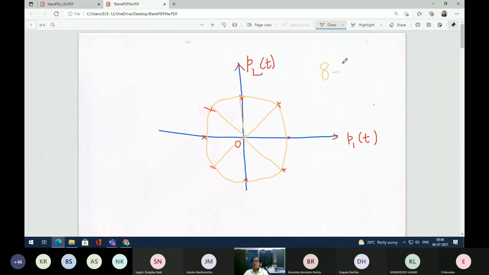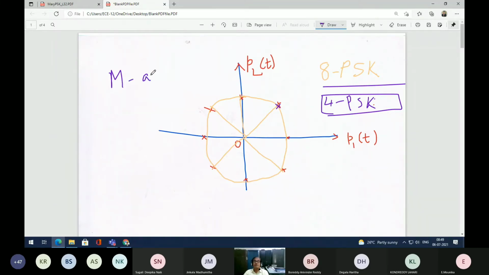QPSK is also called 4 PSK, but we don't call it 4 PSK. M is equal to 4 here. And in general, the name is M-ary PSK. Depending upon the M value, you can have M-ary PSK with that number of signaling points.